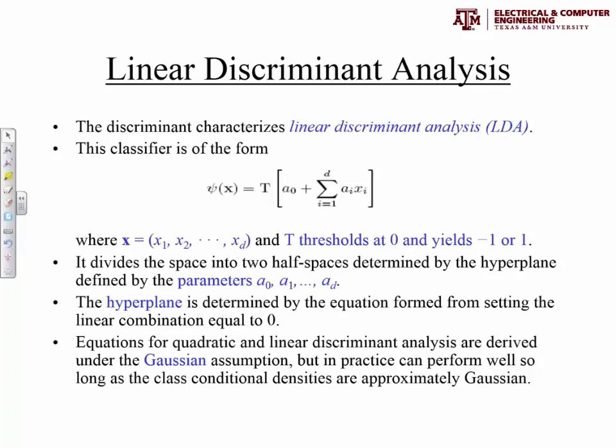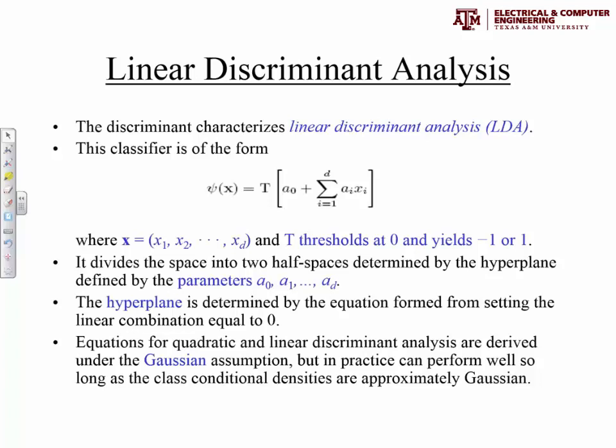So basically when this thing evaluates out to 0, that's the equation of a plane. When this evaluates out to 0, that is the decision boundary. And if it is greater than 0, then this thresholding function is giving you +1 for a particular class. When it is less than 0, it's giving you -1 for a particular class. So this is going to divide the space into two half spaces determined by the hyperplane defined by the parameters a0, a1 up to ad. And the hyperplane is determined by the equation formed from setting the linear combination inside the square brackets equal to 0. That's the equation of a plane.